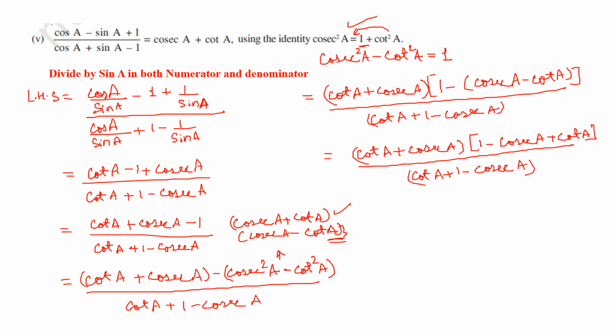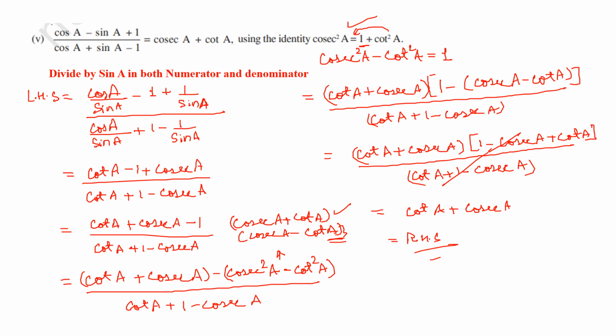And if you notice over here, this and this part both are same, there is just a rearrangement. If you rearrange, see 1 plus cot A minus cosec A, here also 1 plus cot A minus cosec A. So both you can cancel it. So you will be left with cot A plus cosec A, and this is only your RHS.